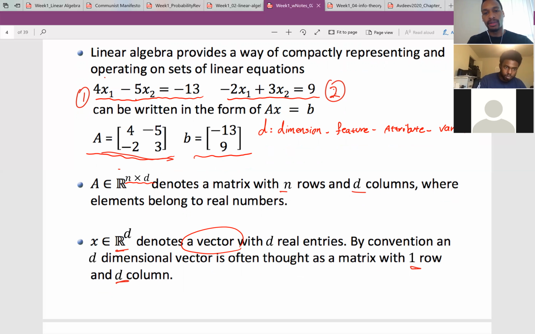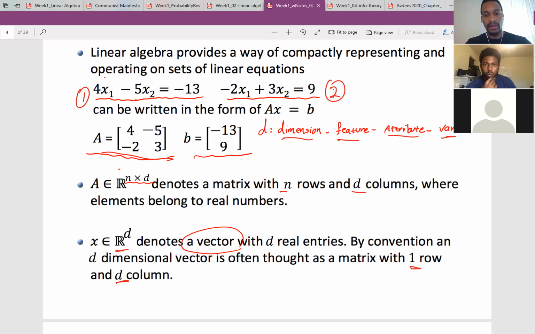Here he extrapolates it into more useful machine learning terms. These x's can be thought of as dimensions, features, attributes, or variables of the problem you're looking at.